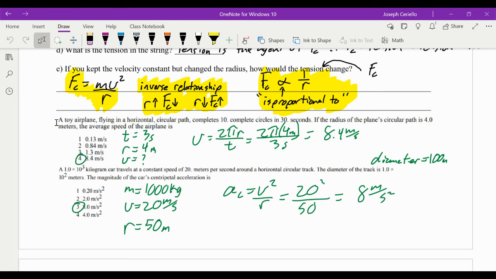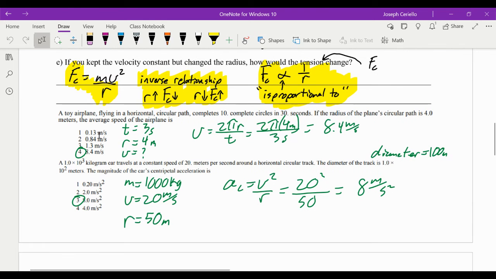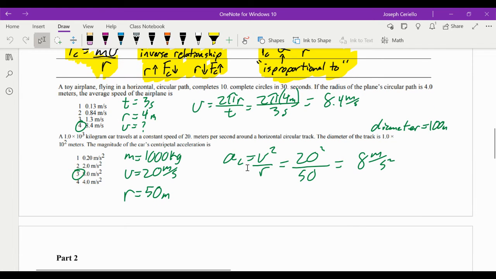Now the next question here, we have 1.0 times 10 to the 3 kilograms. There's a car, and it travels at a constant speed of 20 meters per second around a horizontal circular track. The diameter of the track is 1.0 times 10 to the second meters. The magnitude of the car's centripetal acceleration is, so that's just v squared over r.